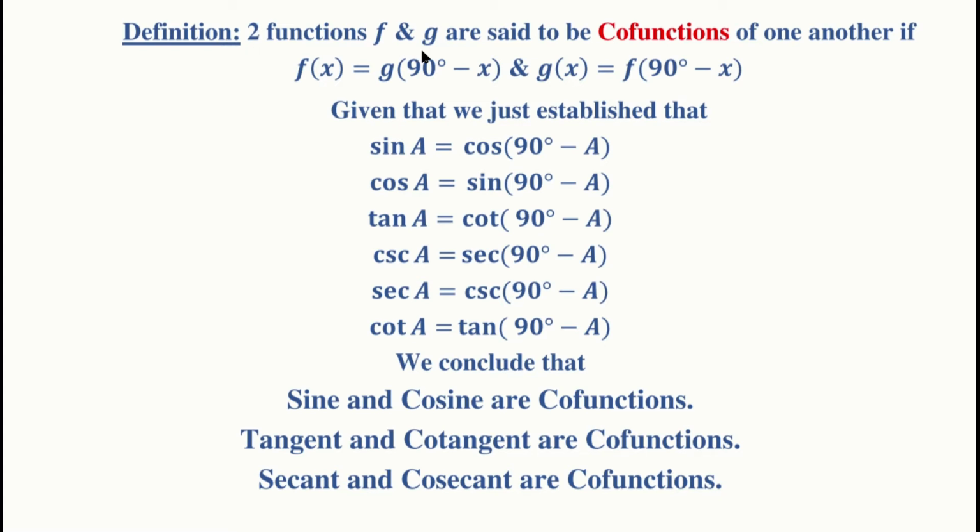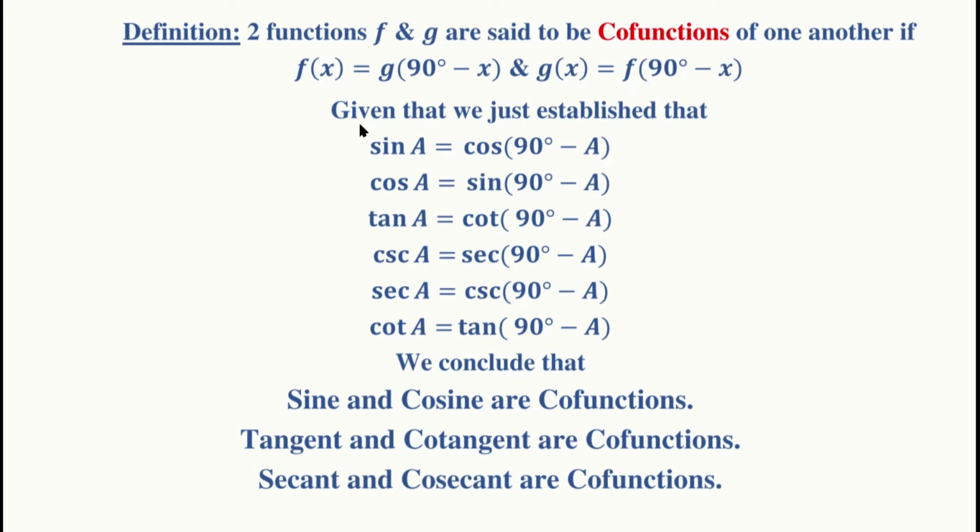By definition, two functions f and g are said to be cofunctions of one another if f of x equals g of 90 minus x. What does that mean? That means g of the complement of x. And g of x equals f of the complement of x as well.